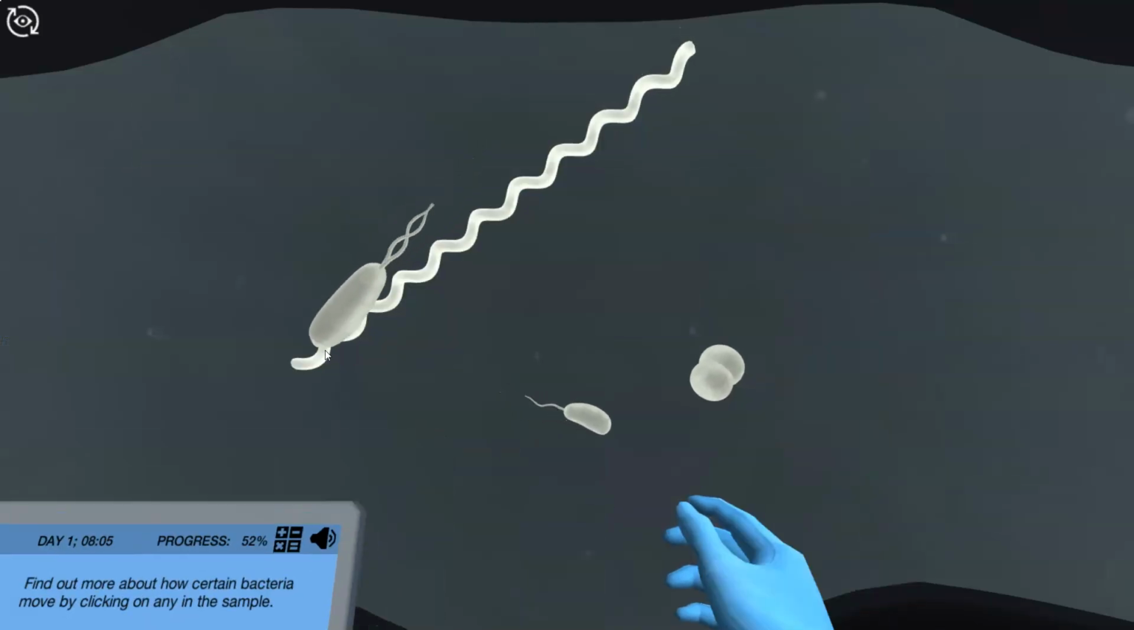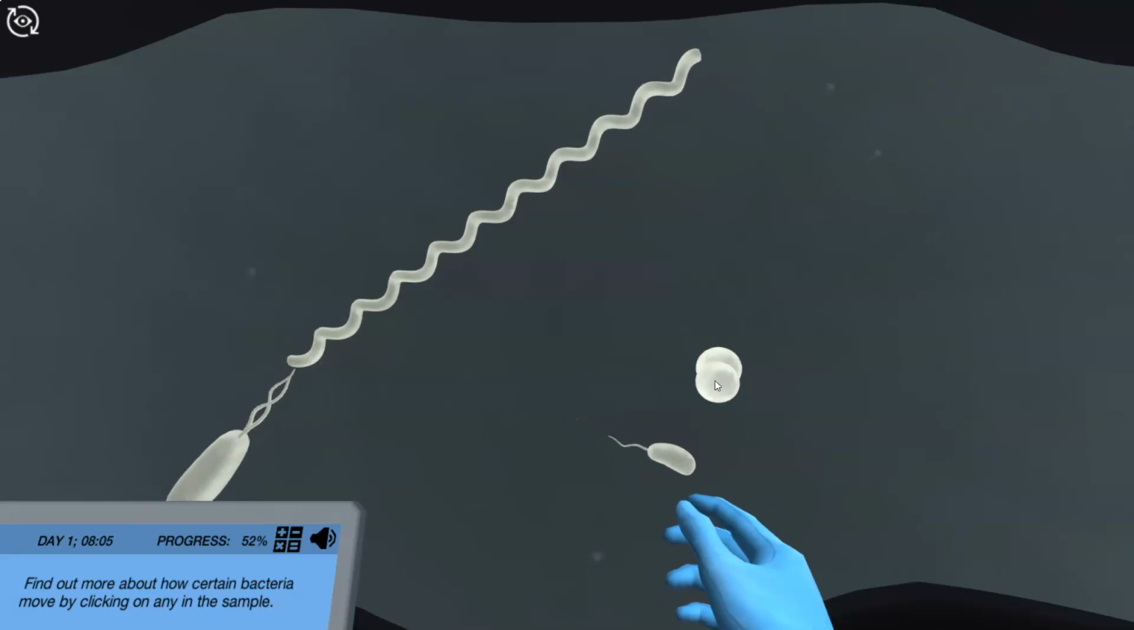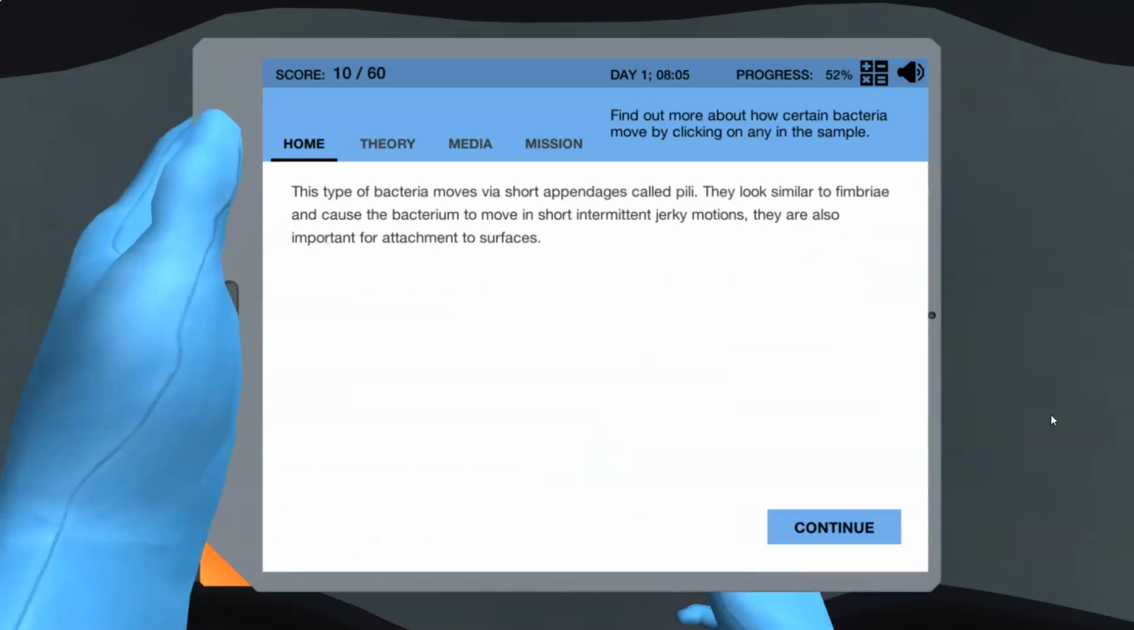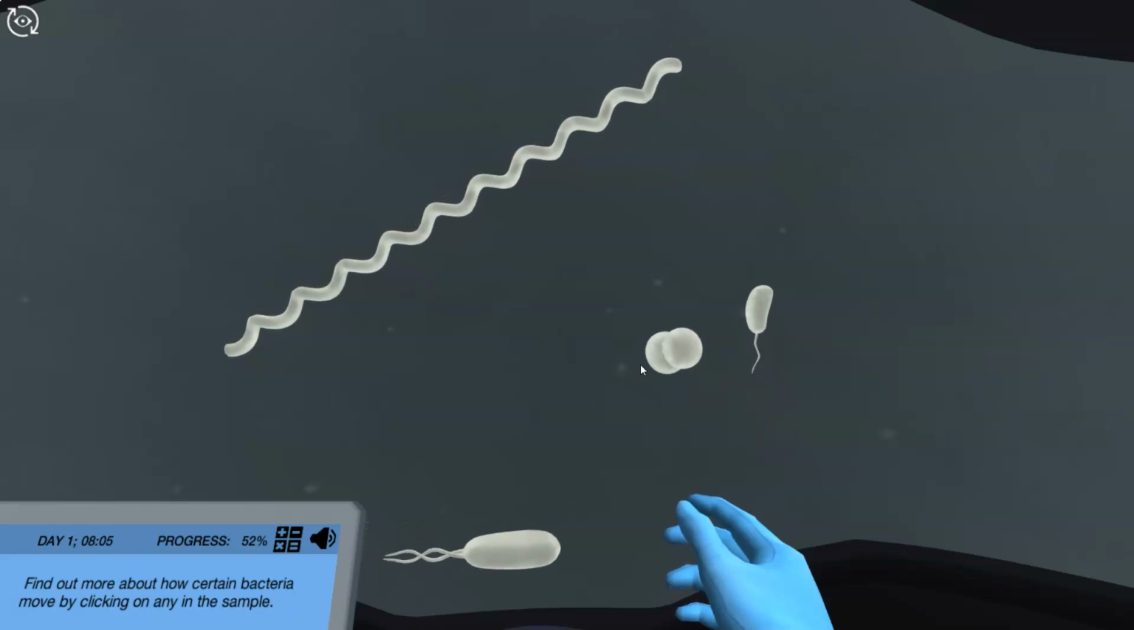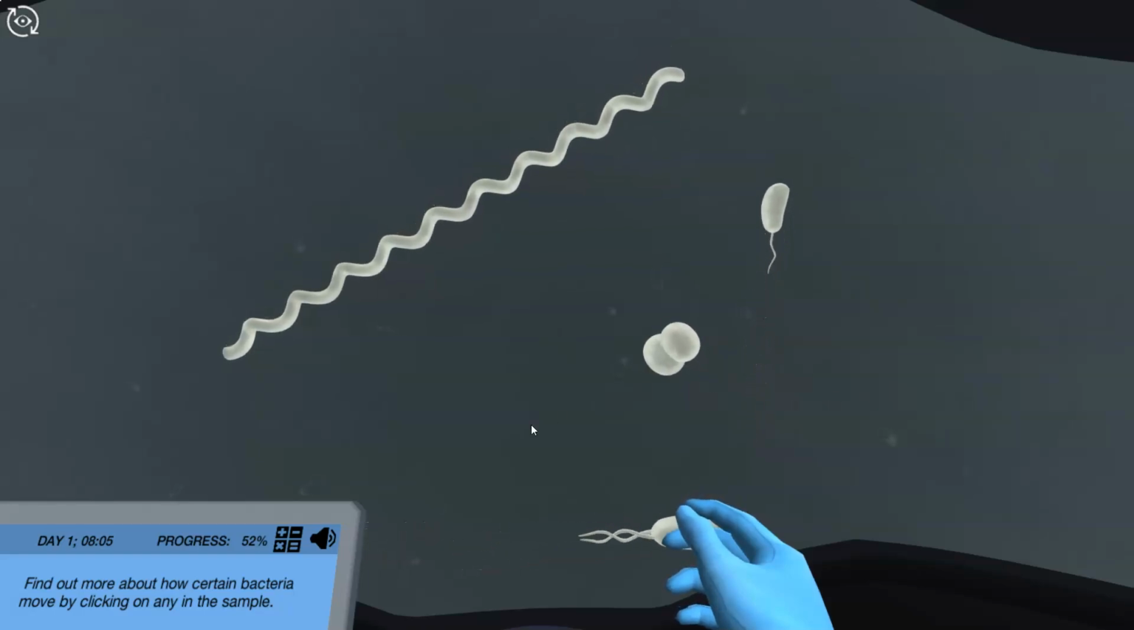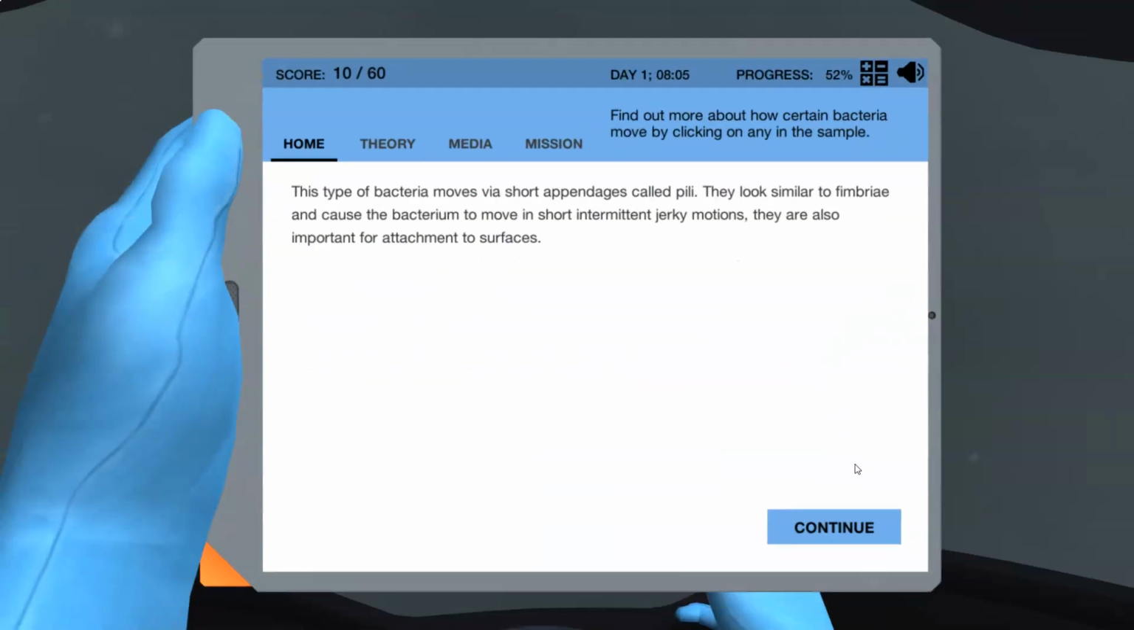Find out more about how certain bacteria move by clicking on any in the sample. This type of bacteria moves via short appendages called pili. They look similar to fimbriae and cause the bacterium to move in short intermittent jerky motions. They are also important for attachment to surfaces.